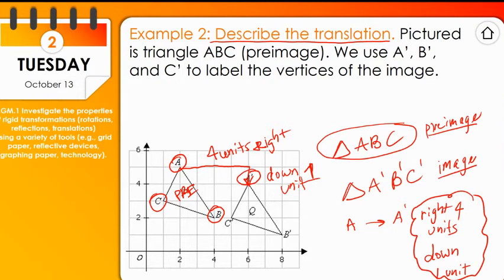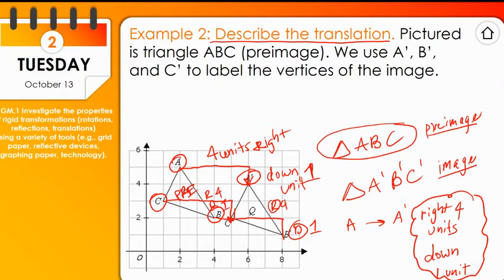And this would be the same from A to A prime. B, 1, 2, 3, 4, right 4, down 1. Down 1. Last one just to double check. C is 1, 2, 3, 4 to C prime, down 1. Right 4, down 1.